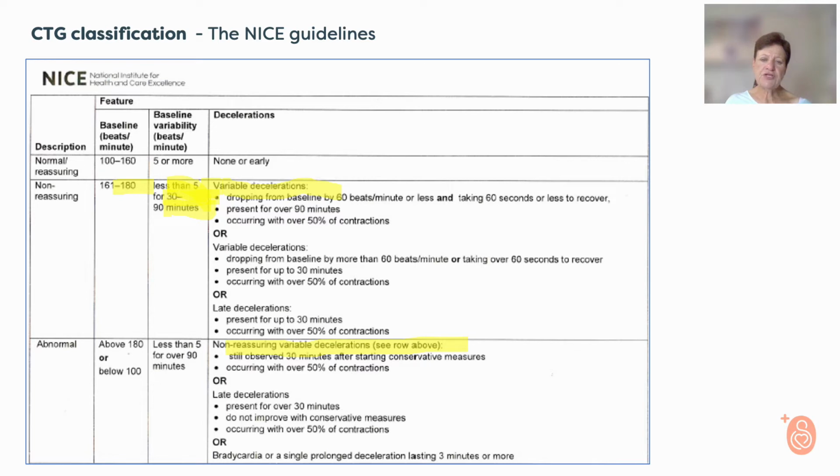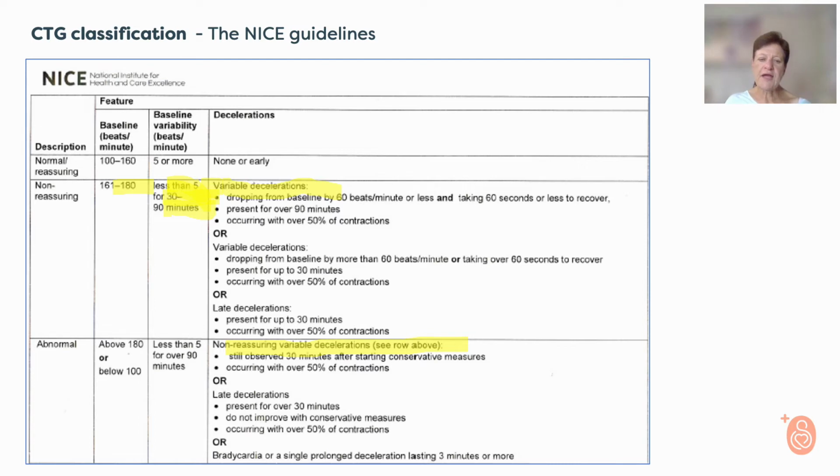Now, our CTG is not long enough to really be able to determine that. I think our CTG is at the most about 20 minutes long. So we can't really say 100% that this was for 30 to 90 minutes, but let's assume. So we can say that because of our variability, it falls in the non-reassuring column. And then when we look at our decelerations, normal is there are none or early decelerations. So we have decelerations and they're not early decelerations, so we're not normal anymore.